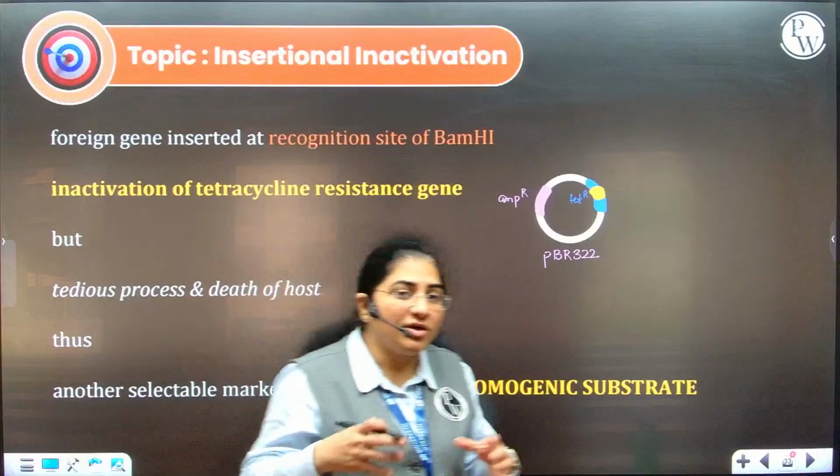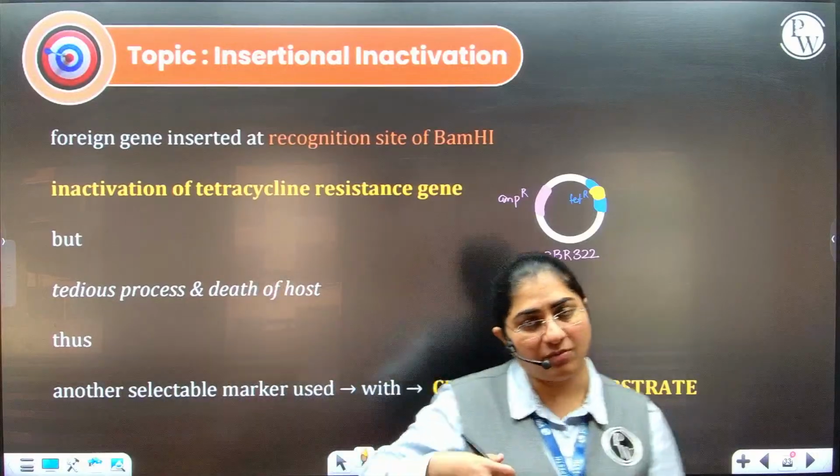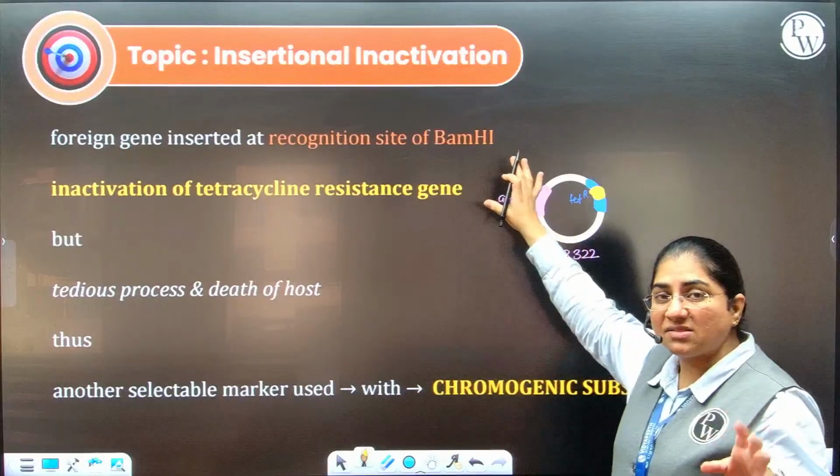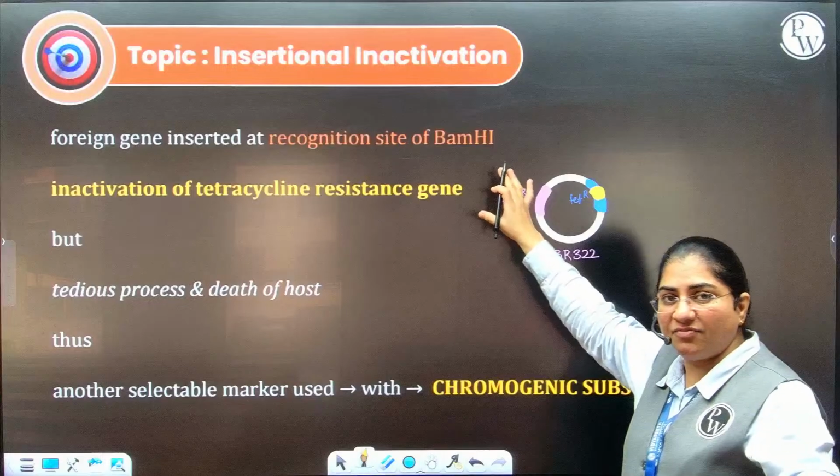Now when I want to differentiate a transformant from a non-transformant, I told you I will be using ampicillin as my base to help identify whether the E.